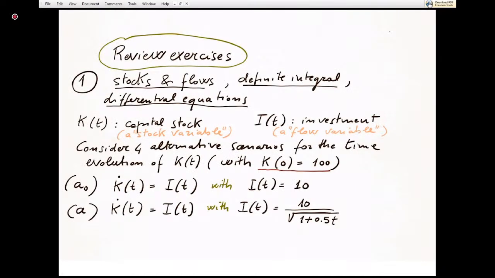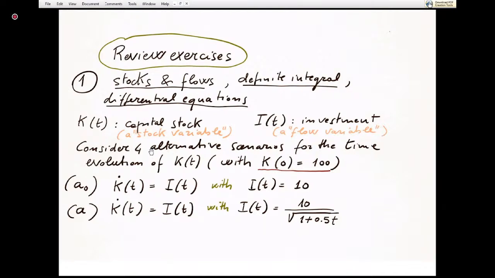Okay, you see. So the first review exercise is a summary exercise on stocks and flows, definite integral and differential equations. So you have a stock variable, I could call it X, suppose it is capital stock. Capital stock is K of t. We have a flow variable, could be Y or U. This is investment here, I of t.